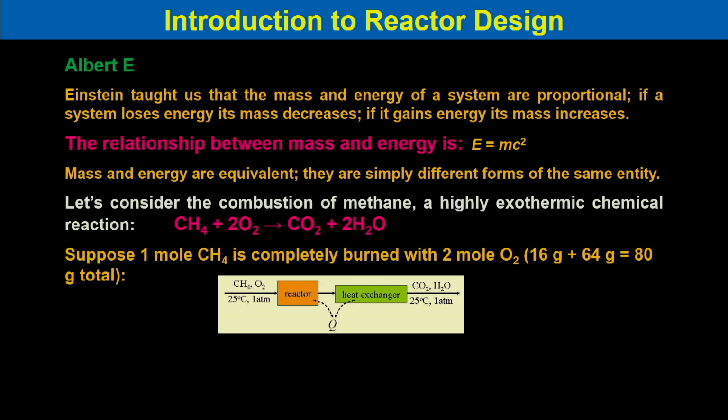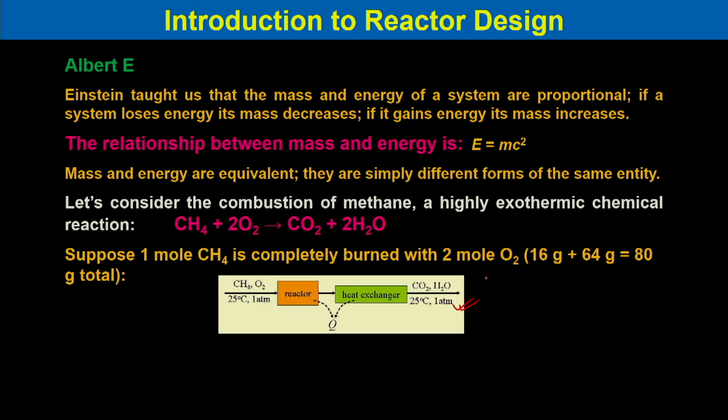So, the reaction scheme is given over here: methane and oxygen at 25 degree centigrade and 1 atmosphere pressure react in a reactor. This is an exothermic reaction, so we need to take out the heat to keep the temperature the same as it was before the reaction, that is, to cool down to 25 degree centigrade and 1 atmosphere pressure. So, we are getting the products carbon dioxide and water at 25 degree centigrade and 1 atmosphere.